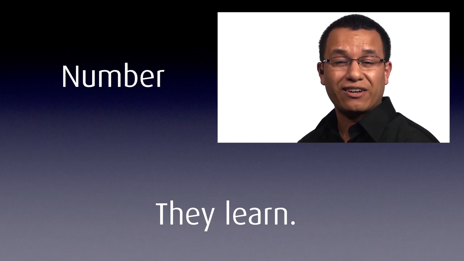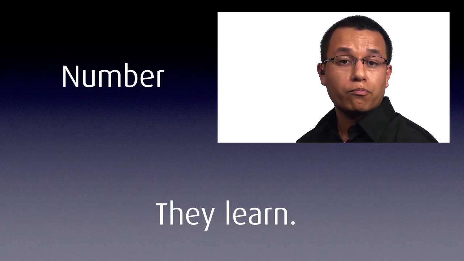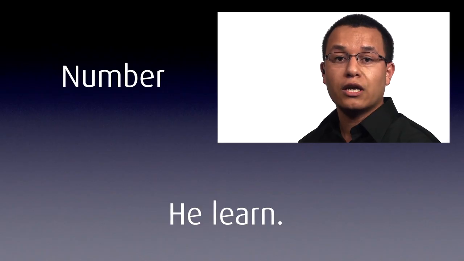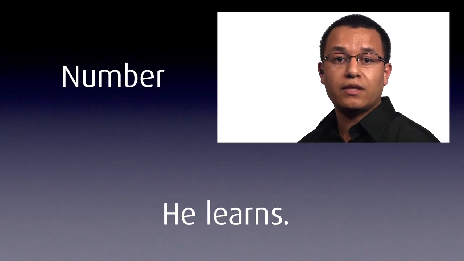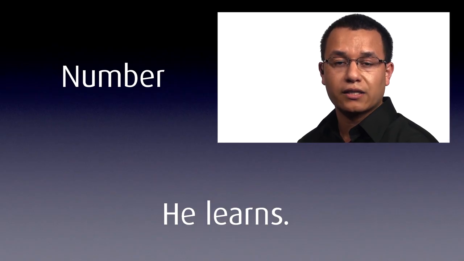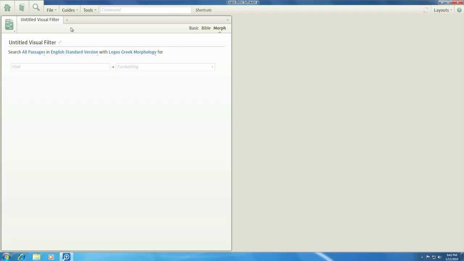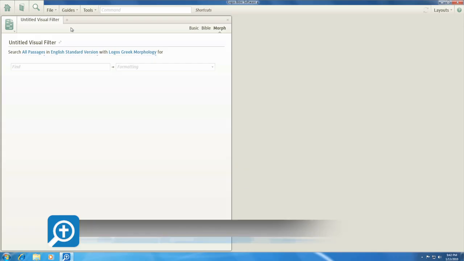One of those probably sounded a little off, right? The third person singular, "he learn," should be "he learns." The addition of the s at the end of the word is an example of how a verb inflects to agree with its subject.